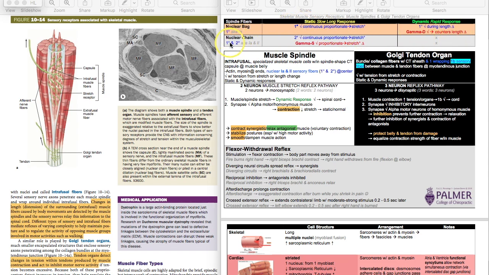So if you come down here and look at the nuclear chain, the chain is going to have both. There will be two types of sensory fibers in the nuclear chain arrangement, primary and secondary. You could also call them type 1A and type 2 in the nuclear chain arrangement. And this is where you'll have your static, sustained, slow response motor component. The gamma static fires proportionate to the degree of stretch, continuously, slowly, over a long period of time.